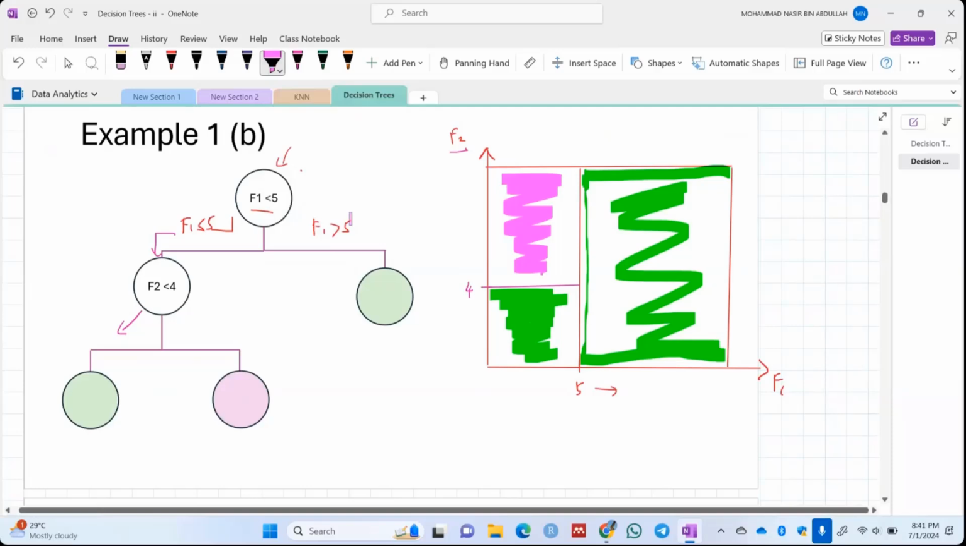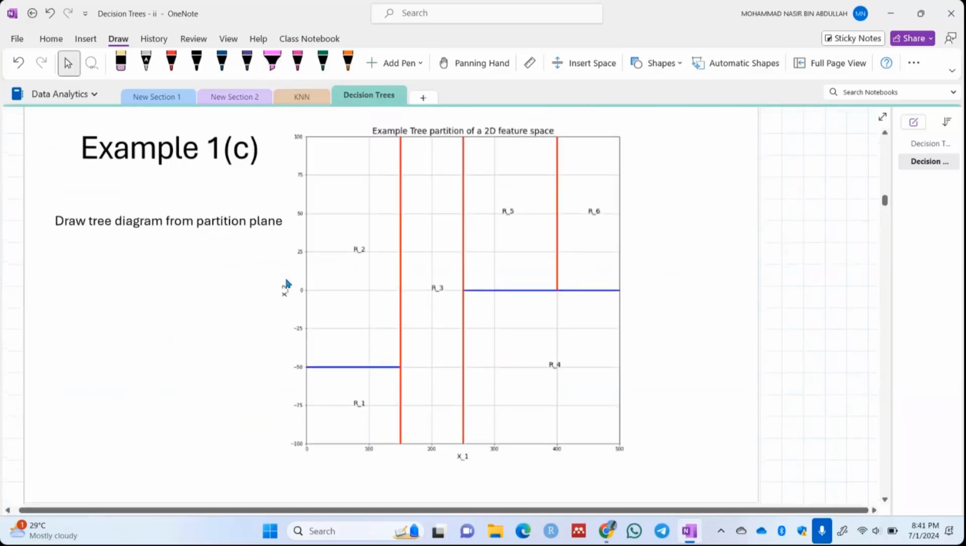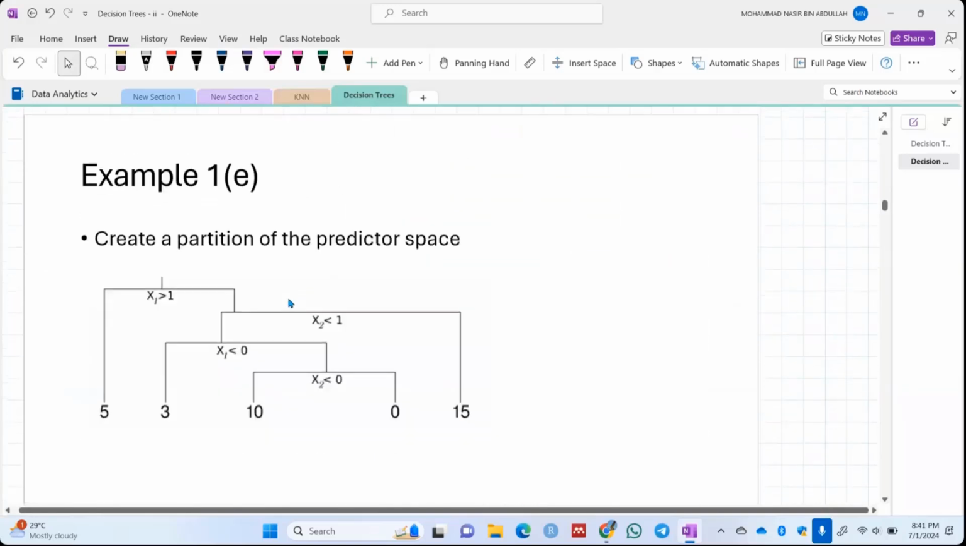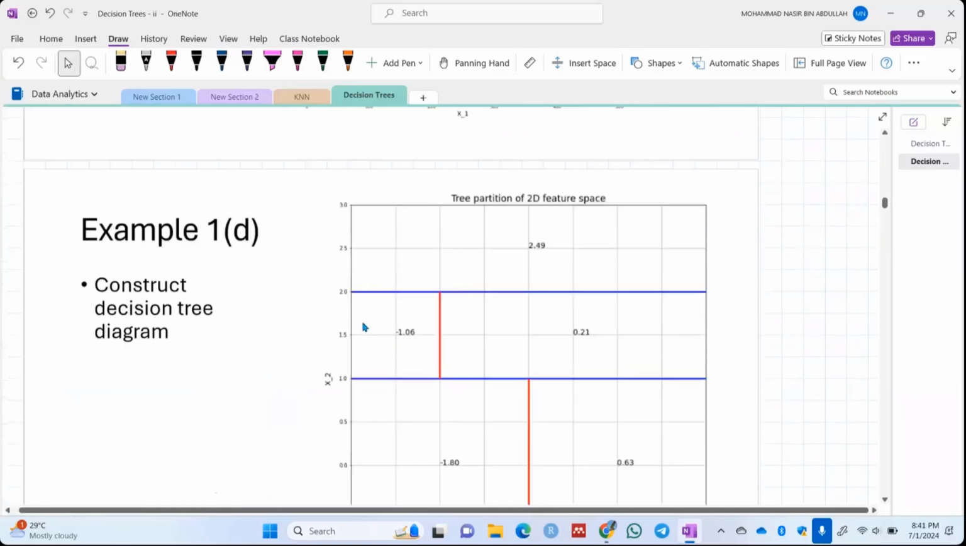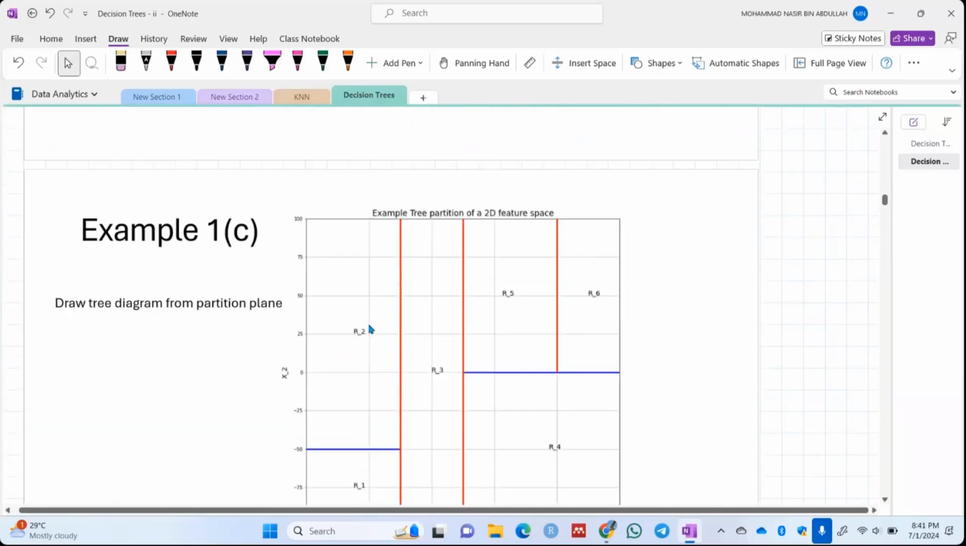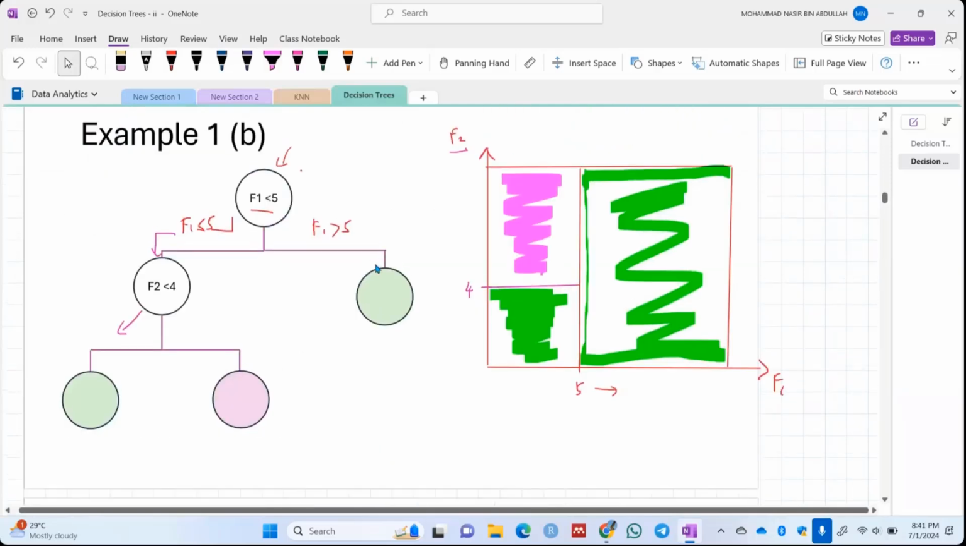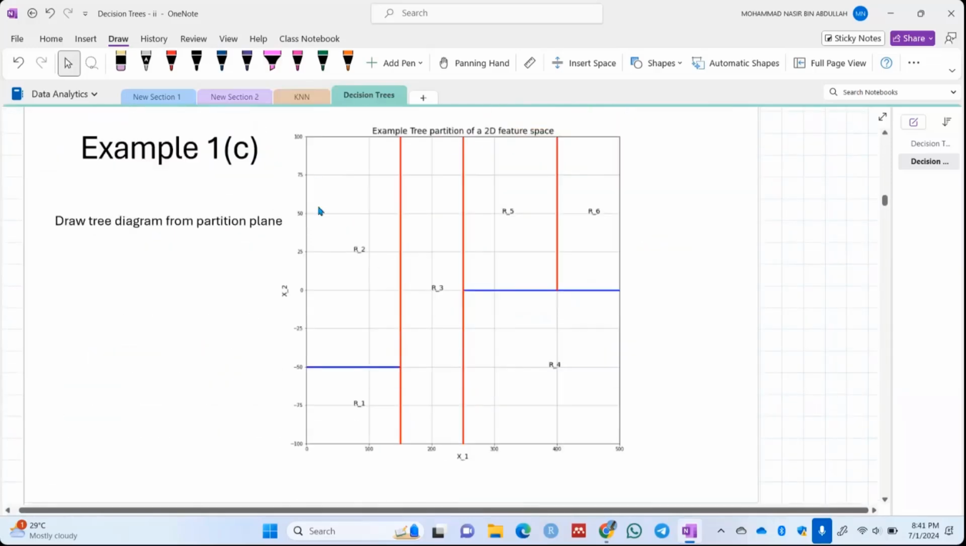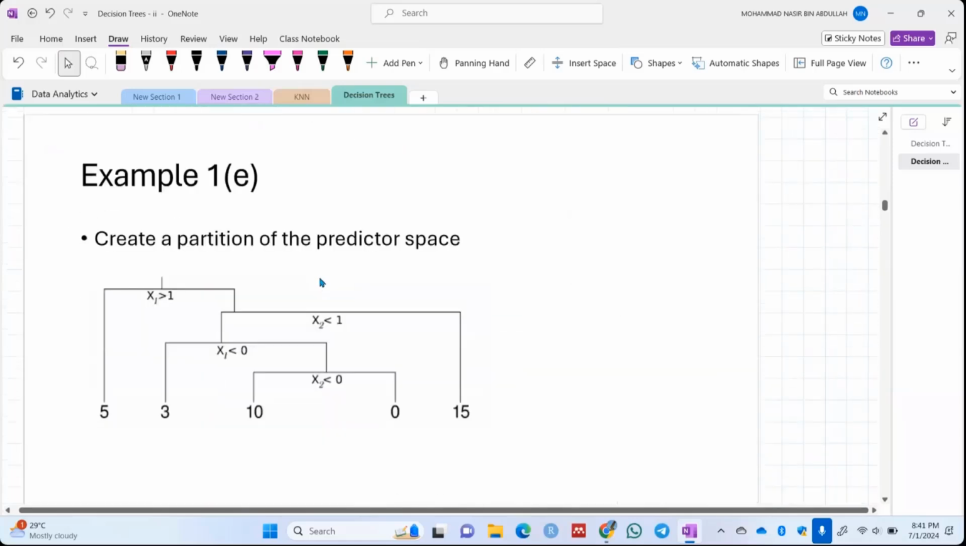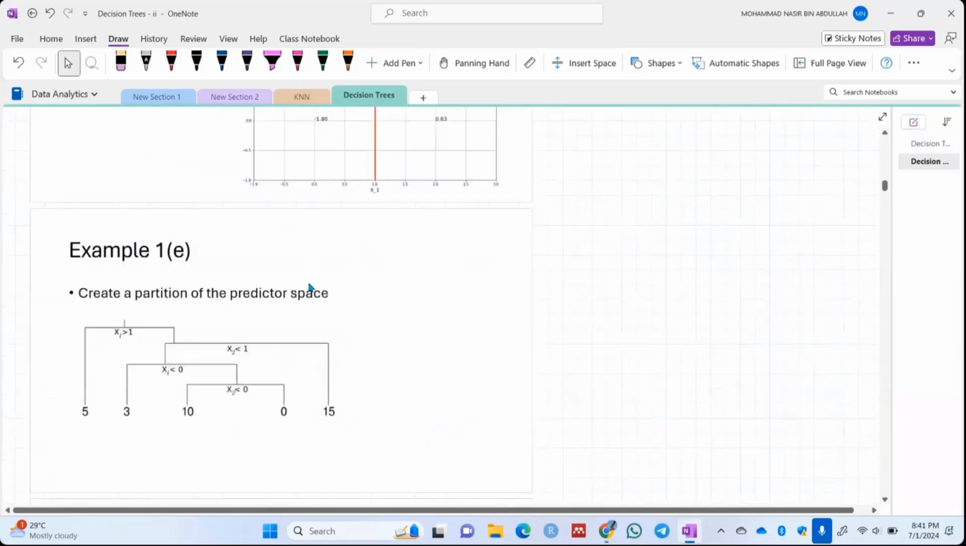So I have other examples, C, D, and E. I leave it to you to complete later. Or do you want me to show another one? So I show the last one, C. For D and E, you need to do it by yourself.